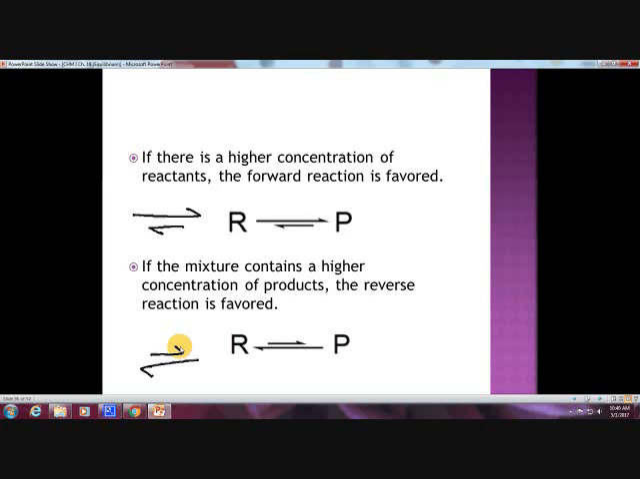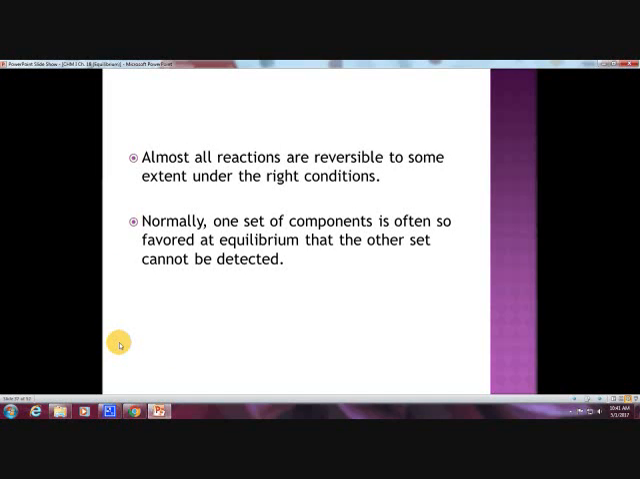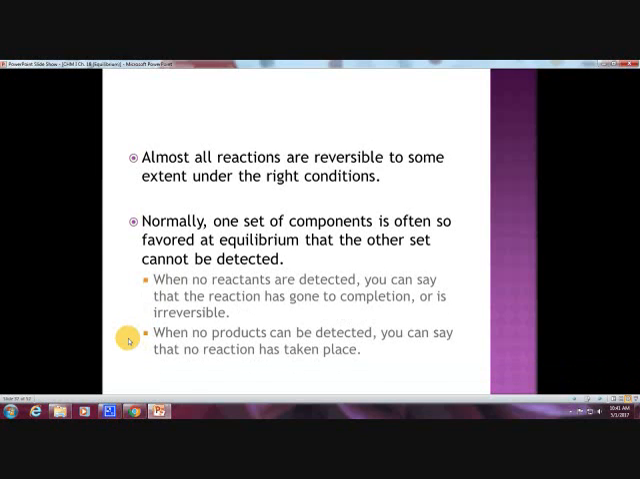Last thing to talk about. Although all reactions are reversible to some extent under the right conditions, we don't always see that. Okay? So one set of components is often favored in the equilibrium, and the other can't be detected. Normally in labs, we start with the reactants, and then it goes to the products. Like if we form a precipitate, we see the precipitate in there, and that's just, okay, we're done. So when the forward reaction is favored, and you don't see any reactants being reformed, you can say that it's gone to completion, or it's irreversible, it's done.